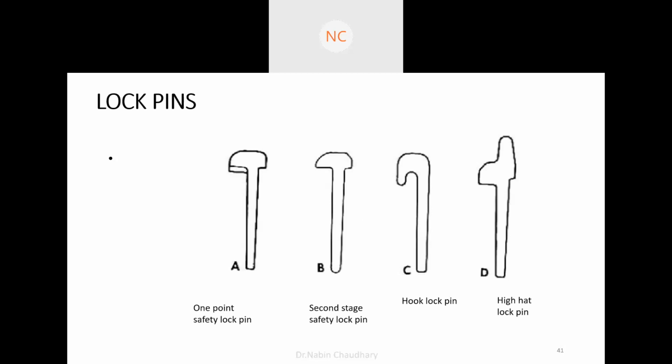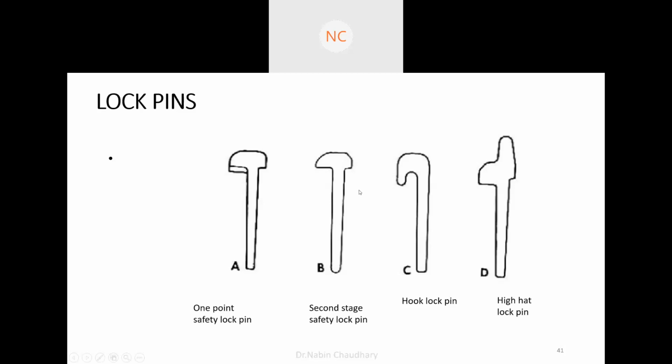So at the different stages of the Begg technique, the lock pins are used. In case of stage one, the 1 point safety lock pin is used, and this 1 point safety lock pin reduces the vertical slot to 0.016 inch, so that only 0.016 Australian archwire can be used.